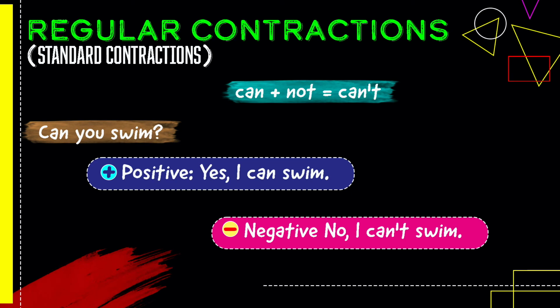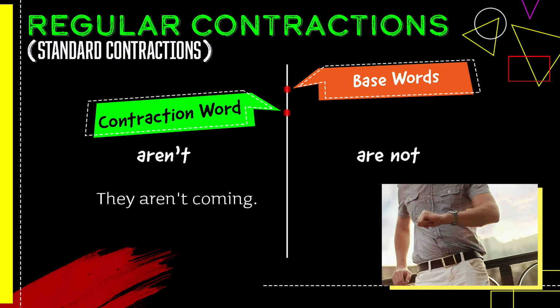Can plus not equals can't. Can you swim? Positive answer: yes, I can swim. A negative answer: no, I can't swim. Here are some more negative contractions. Base word: are not. Contraction: aren't. They aren't coming.